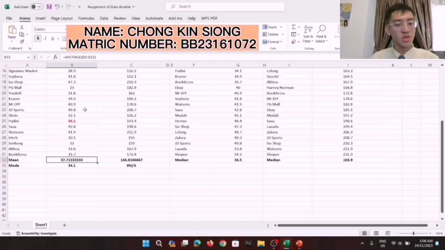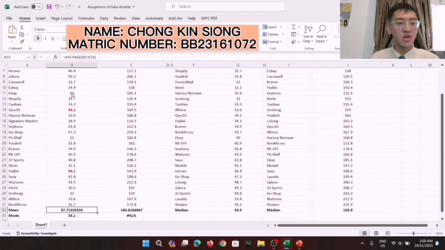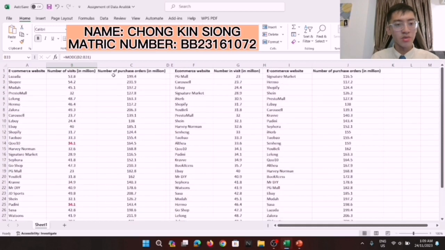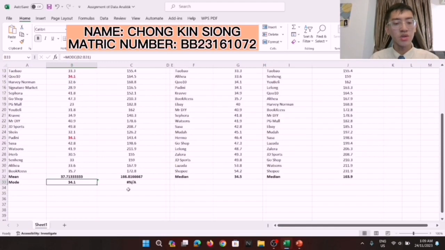So the second one is mode. What is mode? Mode is the most frequently occurring value in a data set. So as you can see, in the number of visits in million, they have 34.1 occurring at the same time. So the mode is 34.1. So how about the number of purchase order in million? They didn't have two of the same value occurring. So the mode is NA, which is nothing.